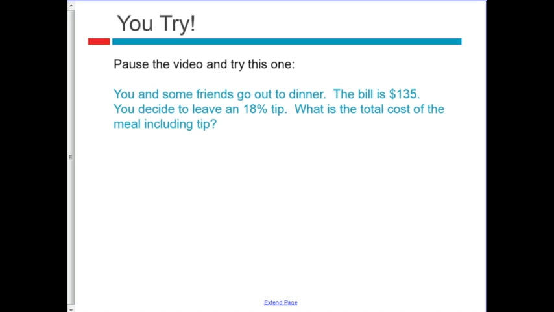I want you to try one. This is kind of a practical example. The numbers aren't too nice, but I thought I'd give you a little arithmetic exercise. You and some friends go out to dinner. The bill is $135. You decide to leave an 18% tip. 20% would have been nicer math, but you decided on an 18% tip. Your friends couldn't decide between 15 and 20. So what is the total cost of the meal, including tip? I want the total cost of the meal, not just the amount of the tip. Pause the video and try this one, and then return to see the solution.